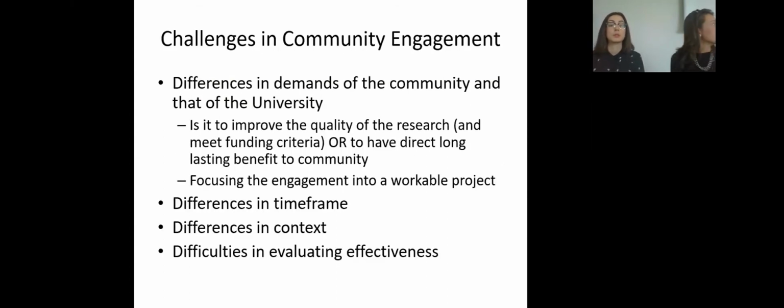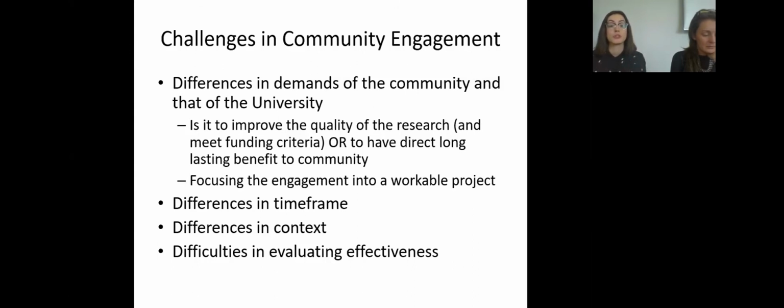One thing that we would say is that there will be differences in demands of the community and that of the university. Are you conducting community engagement approaches in order to improve the quality of your research and to meet the funders' criteria, as often nowadays funders are asking for community engagement as one of your deliverables? Or is your aim to have direct, long-lasting benefits to the community? It could be both, but often one is driving more than the other.